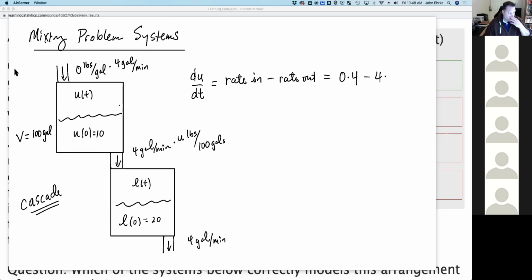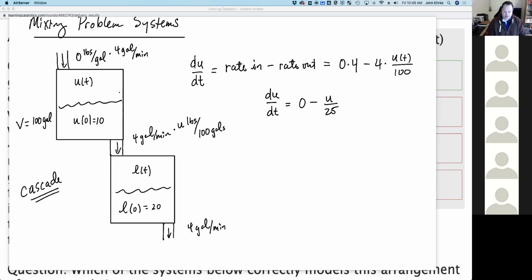And the reason that it's 100 gallons is because the rate at which water is flowing in matches the rate at which water is leaving. So if the initial amount of volume is 100 gallons, that is not being changed. So you have U of T divided by 100 gallons leaving times 4. So this would end up being dU/dt is 0 minus 4 divided by 100, which is 25, so U over 25. So that's the upper tank, and this is where U of 0 is 10. So that's the equation for the upper tank.